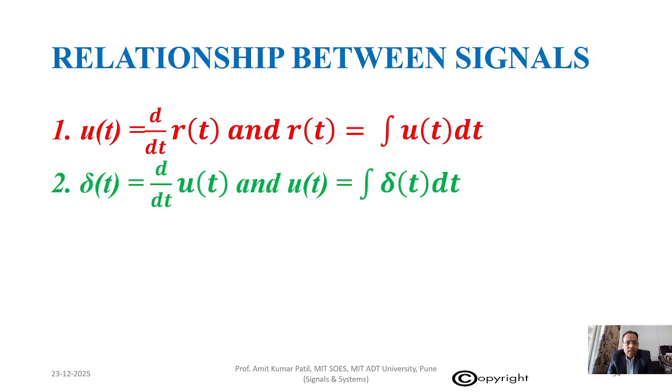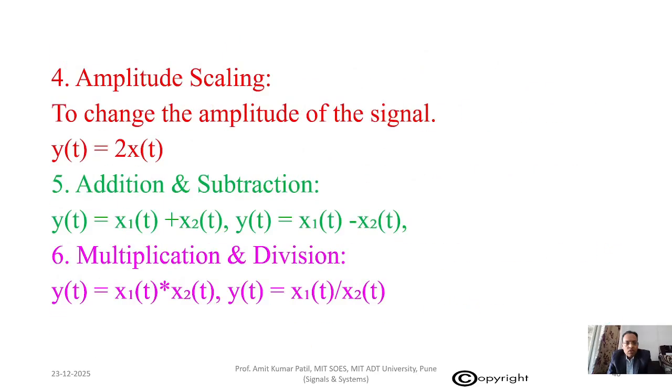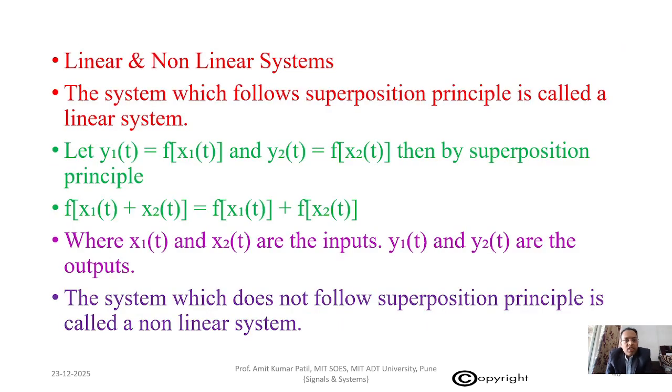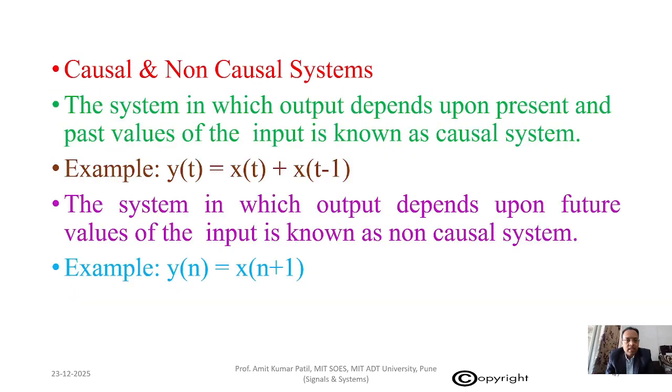Now let us see what the different types of systems are. Systems are classified into the following categories: linear and non-linear, causal and non-causal, static and dynamic, time invariant and time variant, stable and unstable, and invertible and non-invertible systems. The system which satisfies the superposition principle is known as linear. Otherwise, it is non-linear. The superposition principle is given by f[x1(t) + x2(t)] = f[x1(t)] + f[x2(t)], meaning the response to the sum of the inputs is equal to the sum of the individual responses.